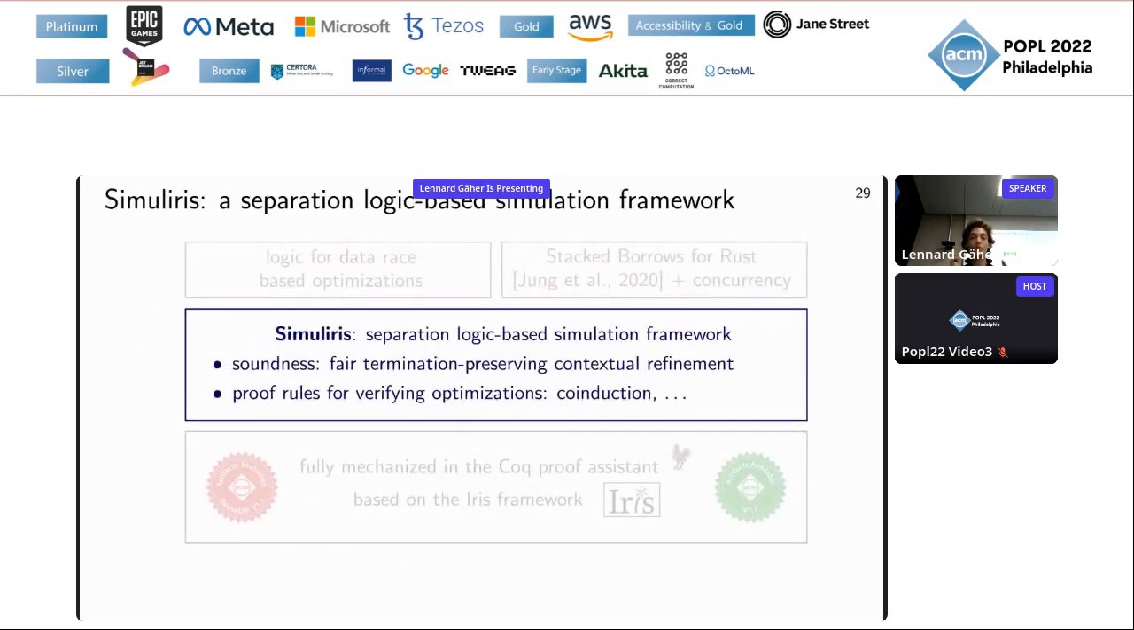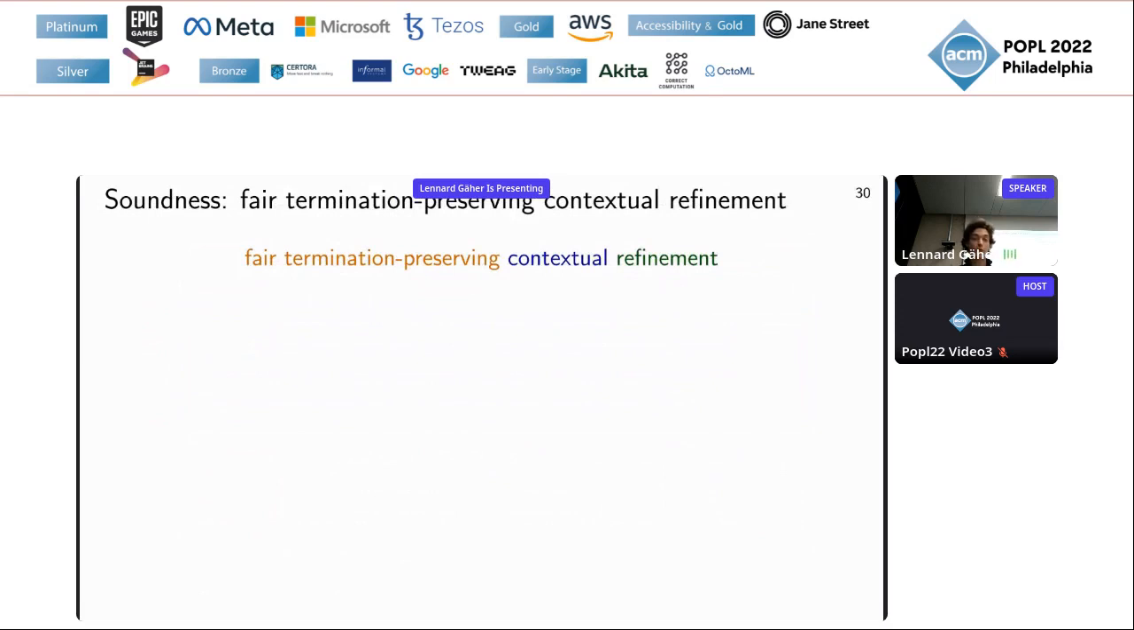So I hope I've convinced you of the usefulness of Simuliris by now. But what are we even proving when showing a simulation in Simuliris? Well, our soundness result establishes a so-called fair termination preserving contextual refinement. And let me briefly explain what this means.